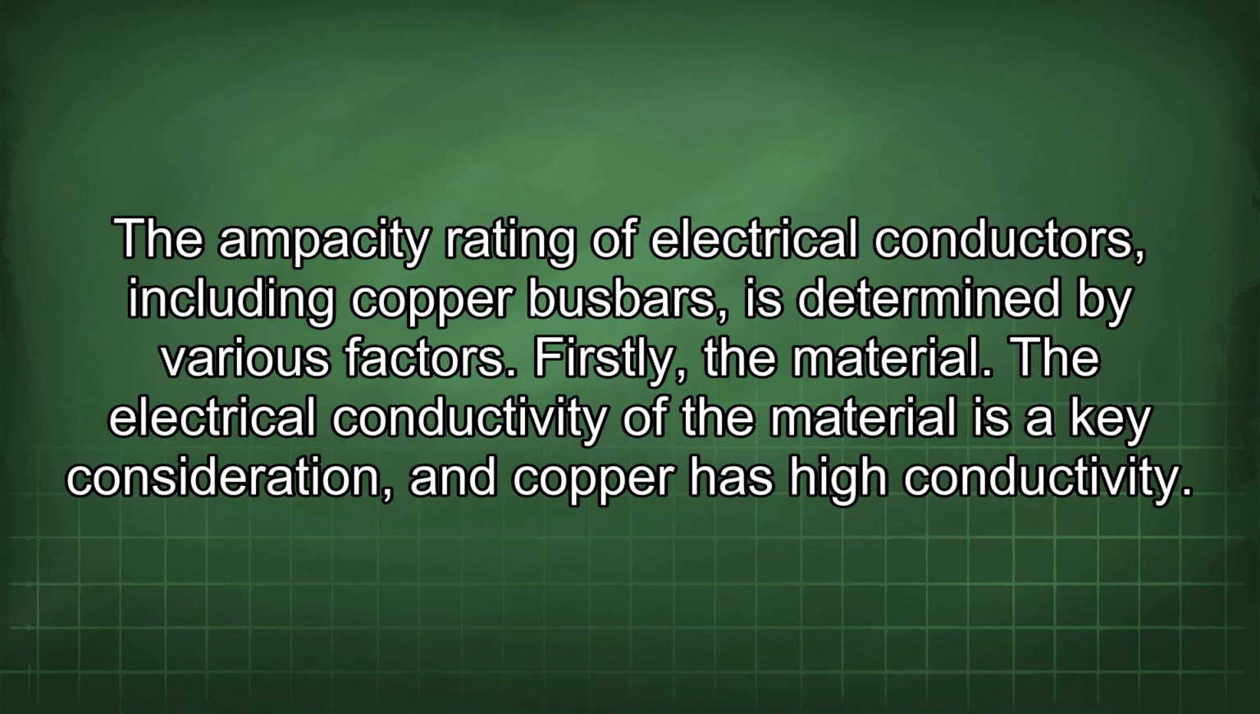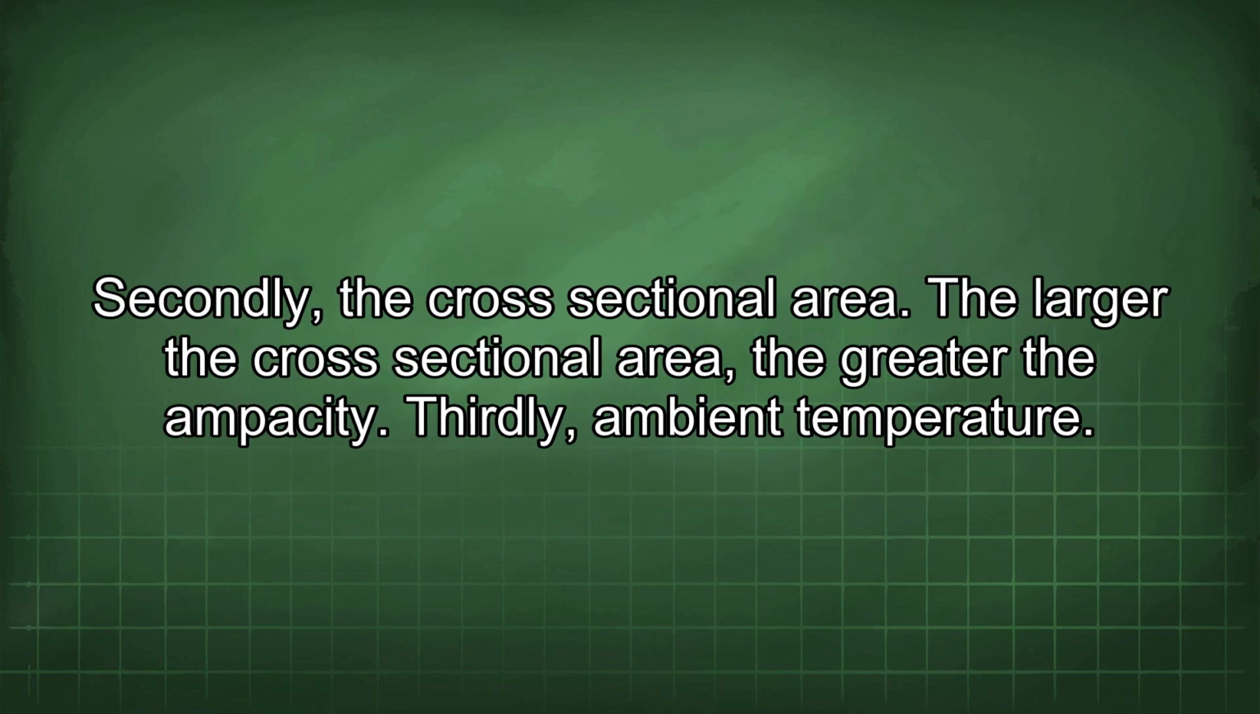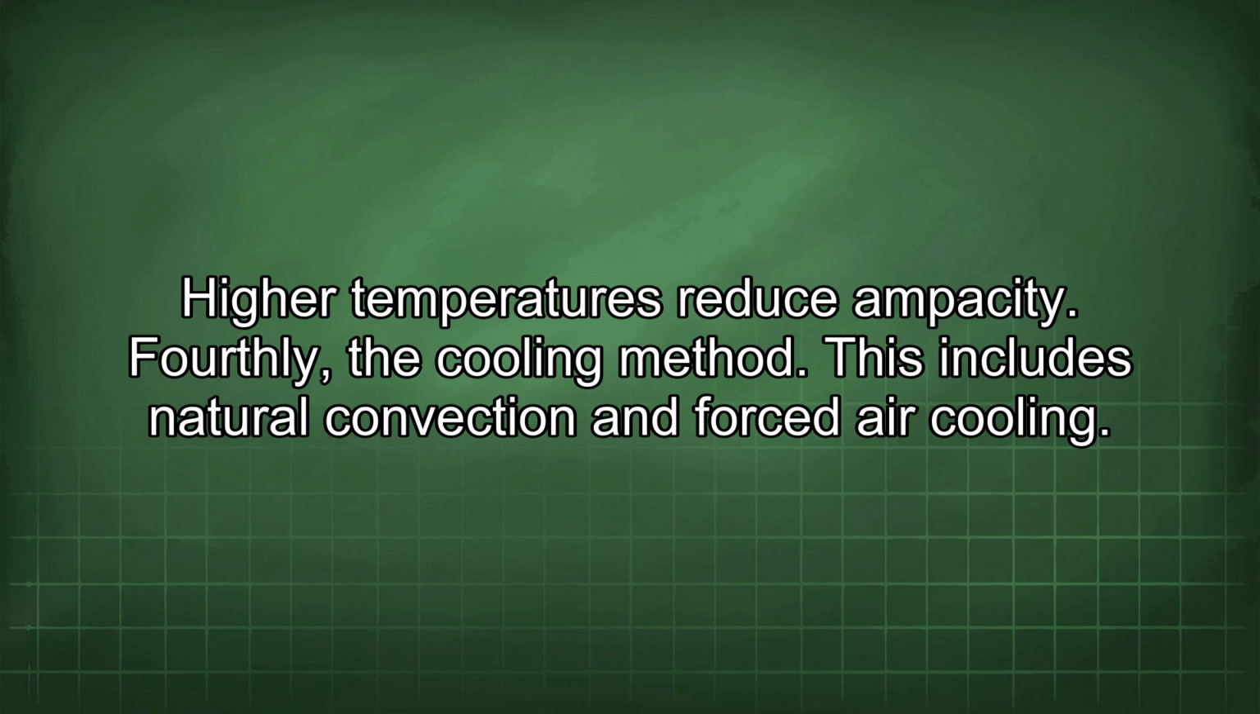The ampacity rating of electrical conductors, including copper busbars, is determined by various factors. Firstly, the material. The electrical conductivity of the material is a key consideration, and copper has high conductivity. Secondly, the cross-sectional area. The larger the cross-sectional area, the greater the ampacity. Thirdly, ambient temperature. Higher temperatures reduce ampacity. Fourthly, the cooling method. This includes natural convection and forced air cooling.